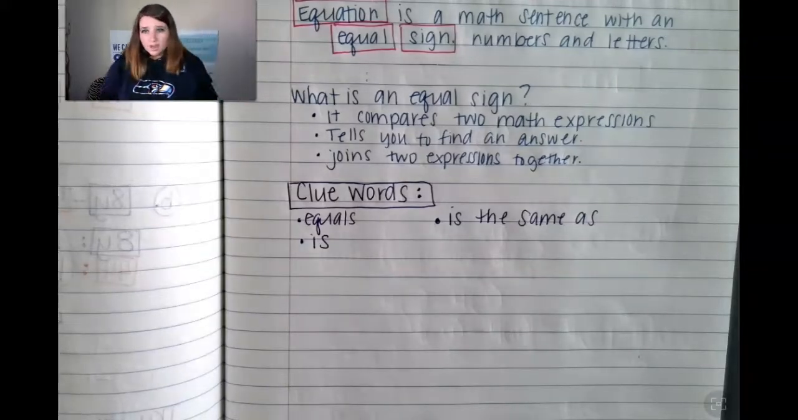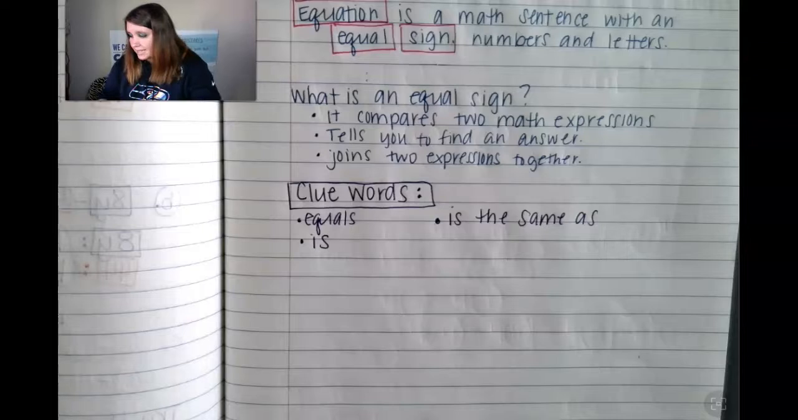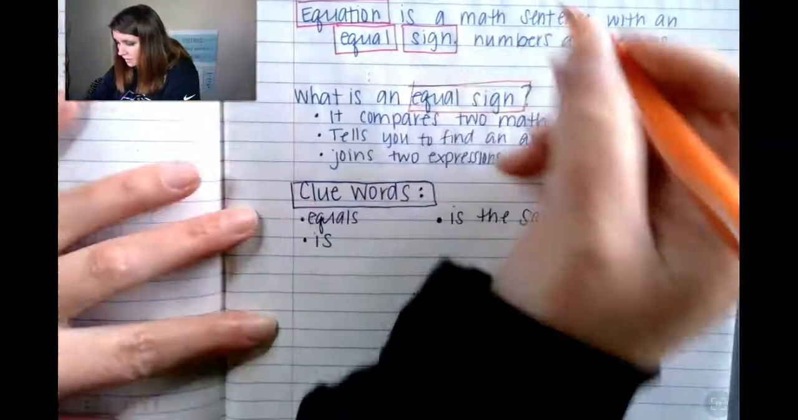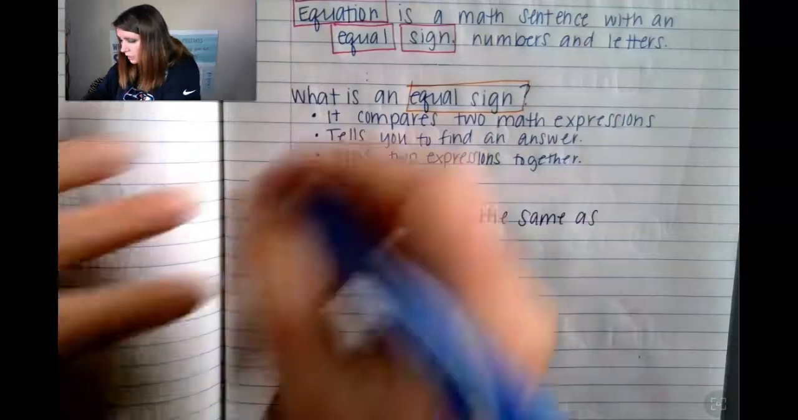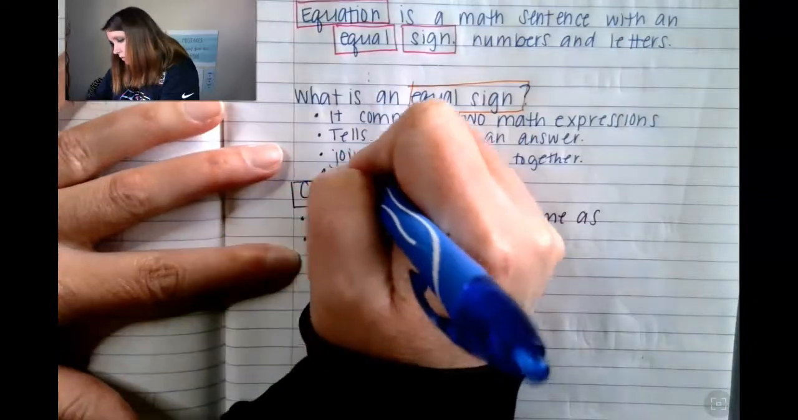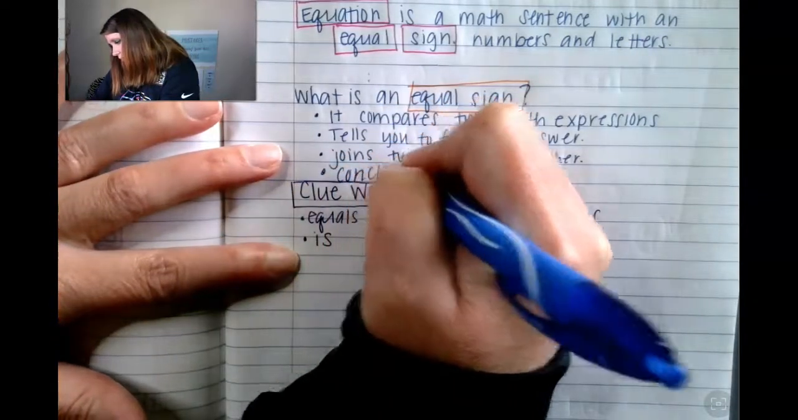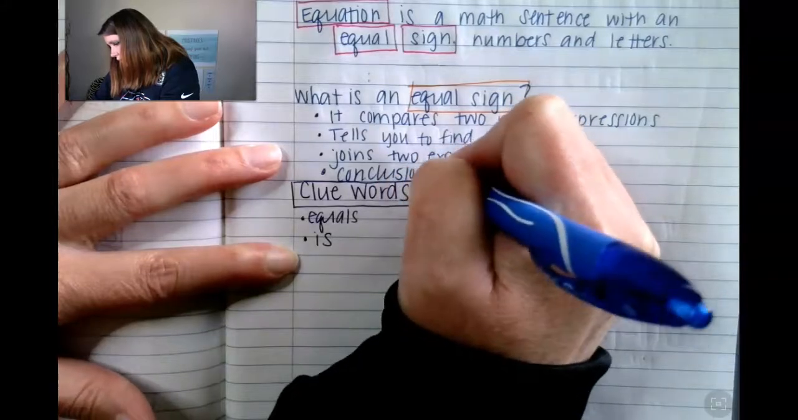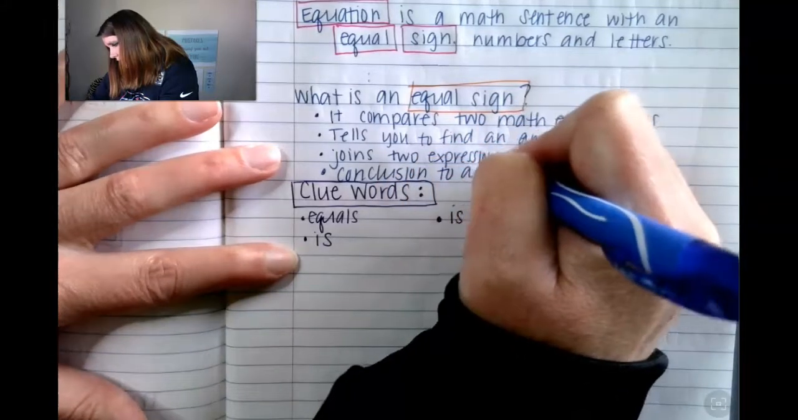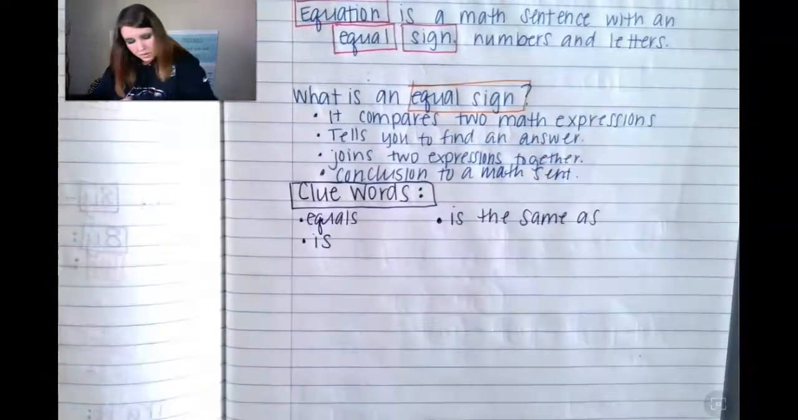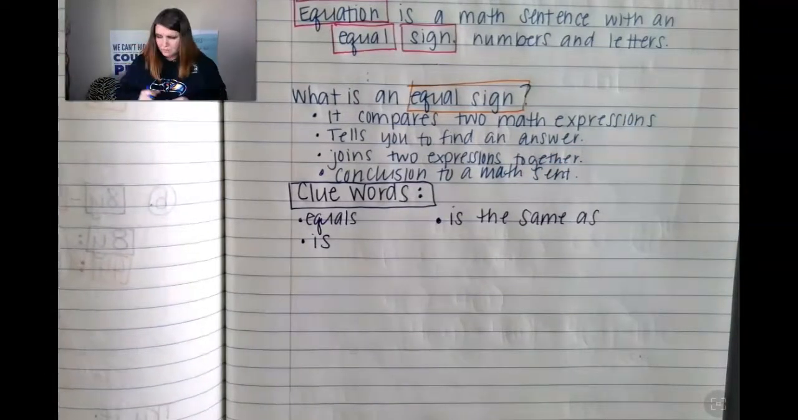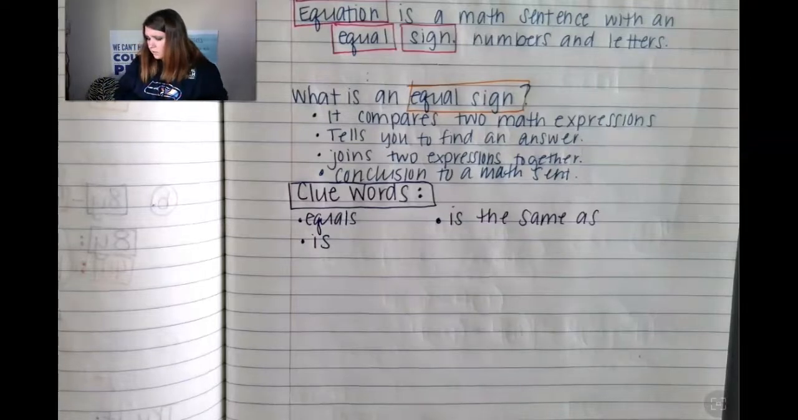Okay? All right. So we have what is an equal sign. Oh, we probably should have written that it's the conclusion. Conclusion to a math problem. But that's the conclusion to a math sentence. And I think I spelled that wrong. I think it's maybe 2 S's, but I don't remember. Conclude. Nope. That looks good. Okay. Conclusion. All right. There we go.